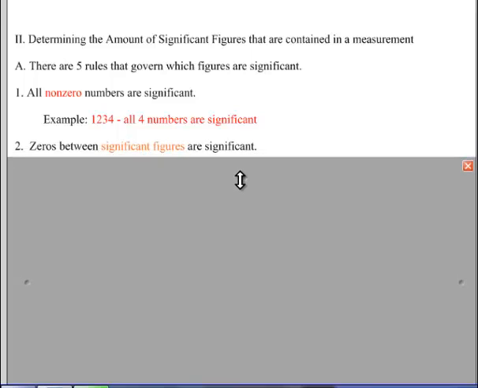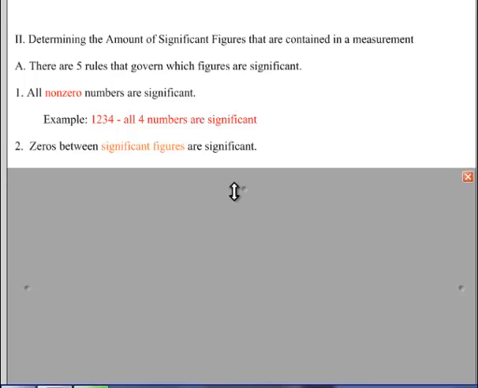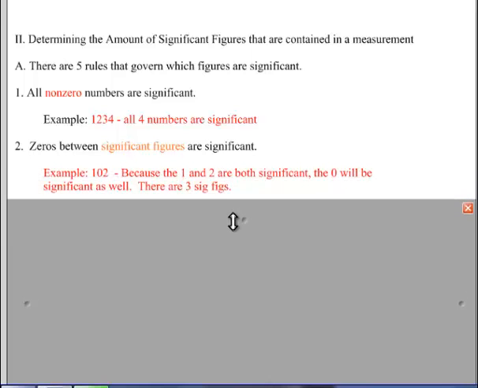Second rule, zeros between significant figures are significant. Sometimes I refer to this as the sandwich rule because those zeros are sandwiched in between significant figures. An example would be 102. The 1 and 2 are both significant because of rule 1, that all non-zero numbers are significant. The 0 is going to be significant also because it's sandwiched in between the 1 and the 2. Therefore, in the number 102, there are 3 sigfigs, or significant figures.